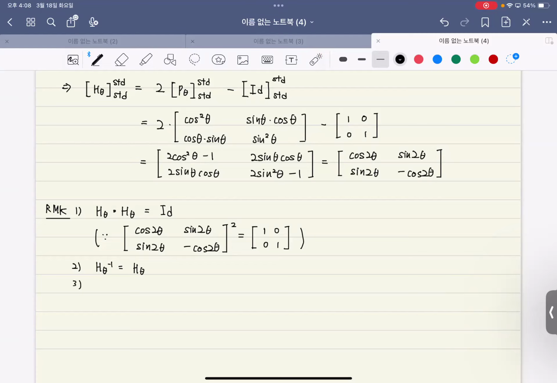And the last one is, I guess, the most interesting one. What happens if you compose not the same reflections, but two different reflections? The composition of two reflections is a rotation.